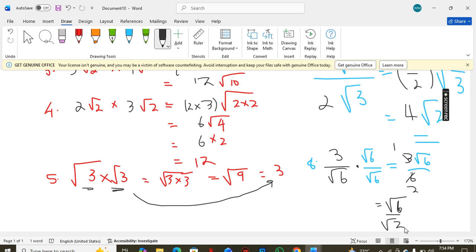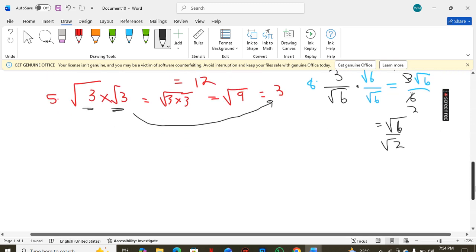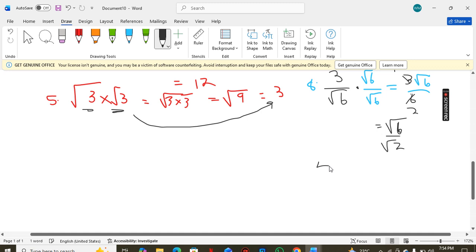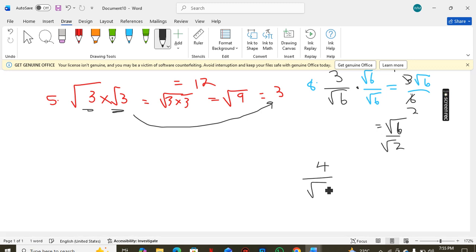Any questions, colleagues? Okay. If you have 4 over the root of 5, rationalize the denominator, the root of 5 multiplied by the root of 5. 4 multiplied by the root of 5, we're going to say 4 root of 5 over 5 root of 5 multiplied by root of 5, you just get 5.